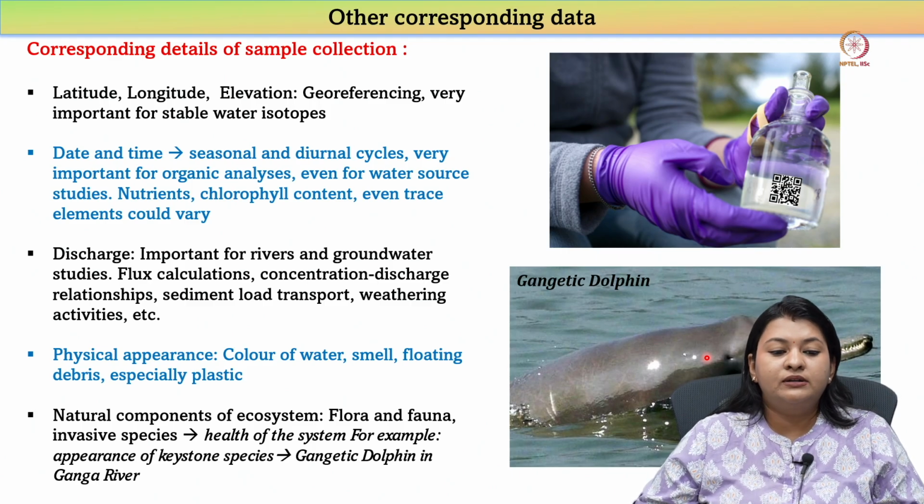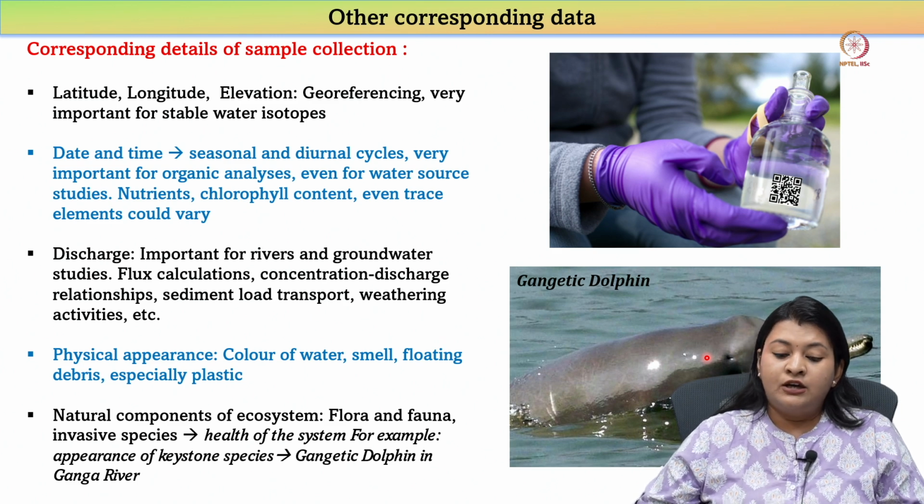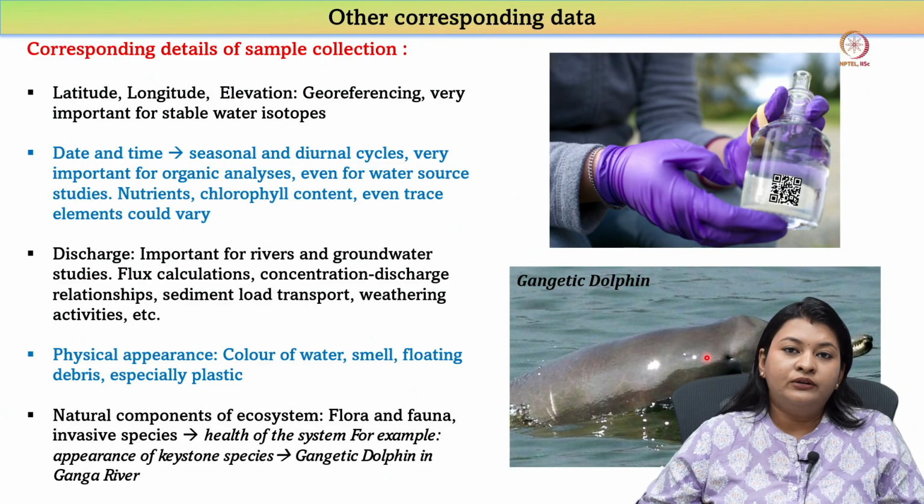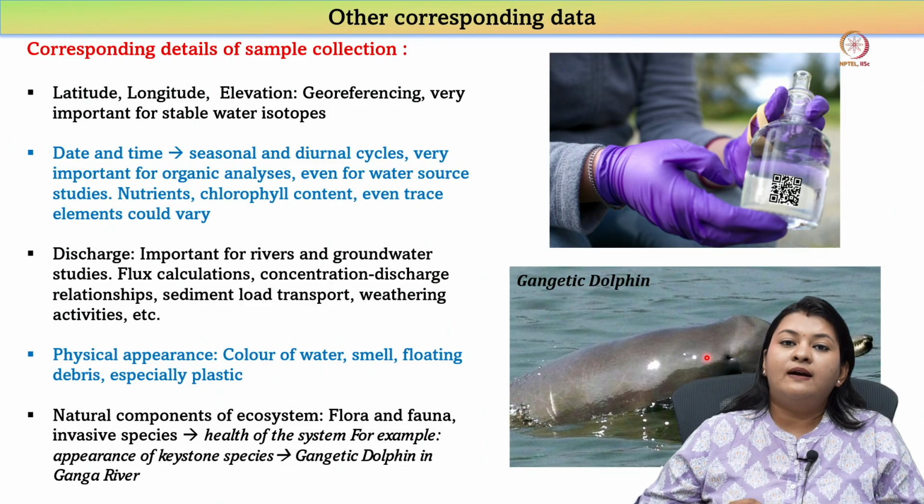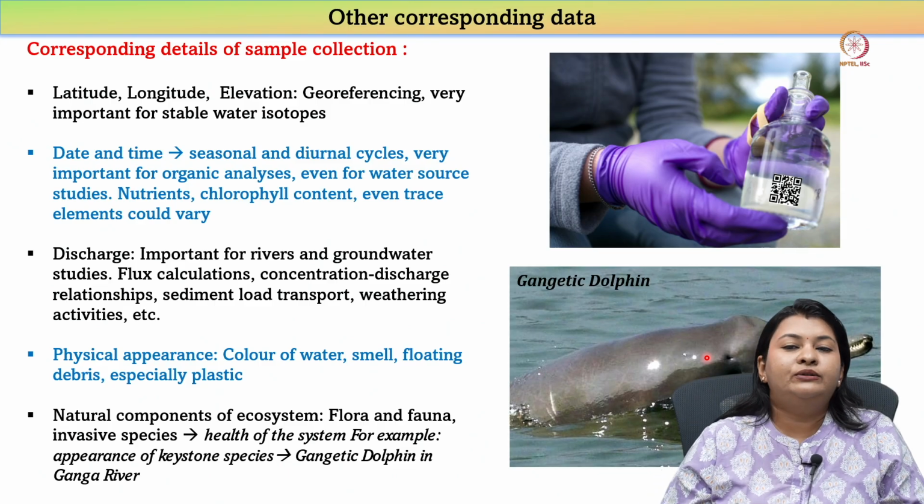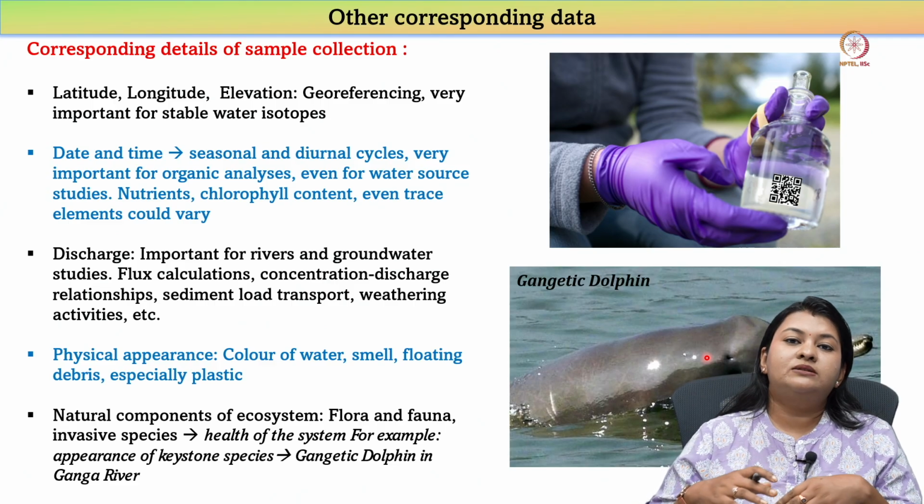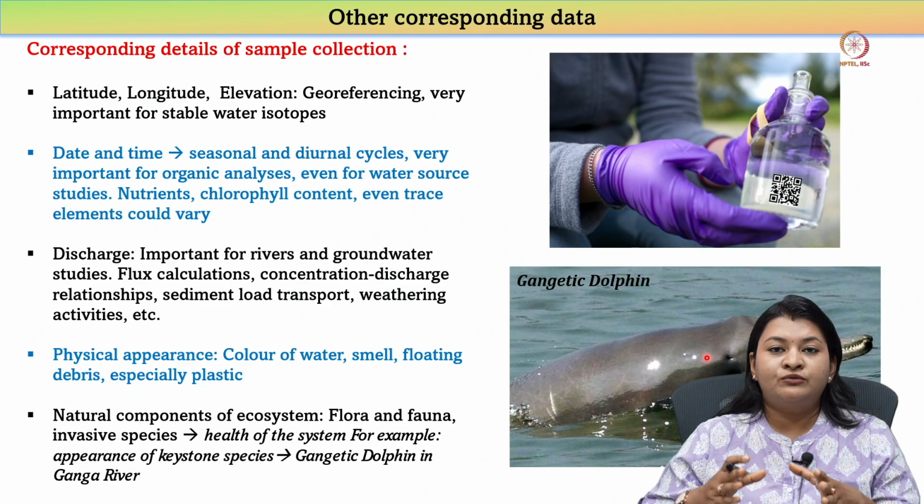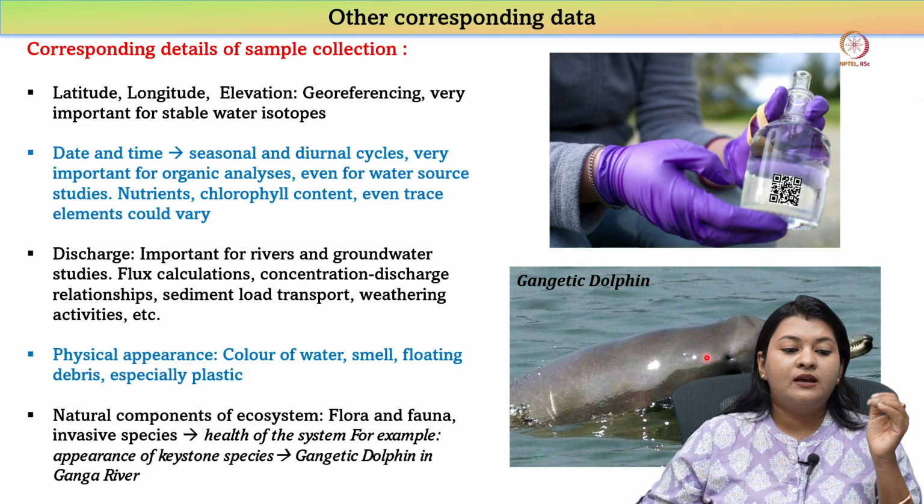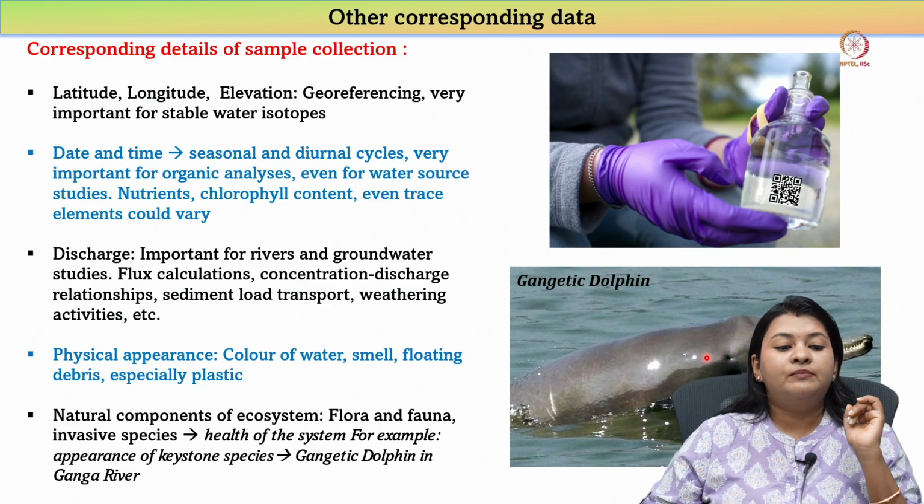So for example, stable water isotopes. If you're doing stable water isotope analysis, knowing the latitude and the longitude is extremely important, because stable water isotopes vary with the latitude and the longitude of the region. So you can make inferences based on the stable water isotope variations that you're seeing. So lat long is extremely important.